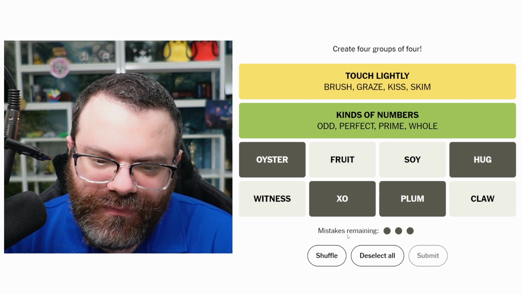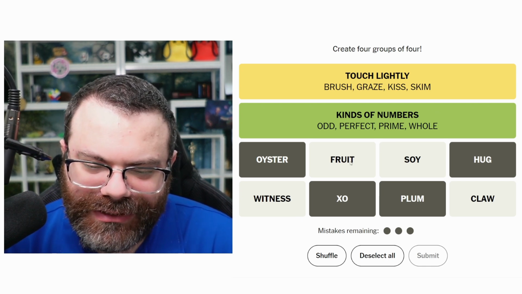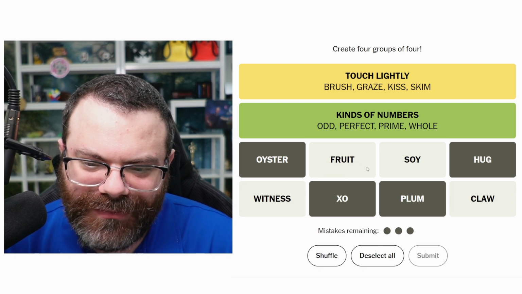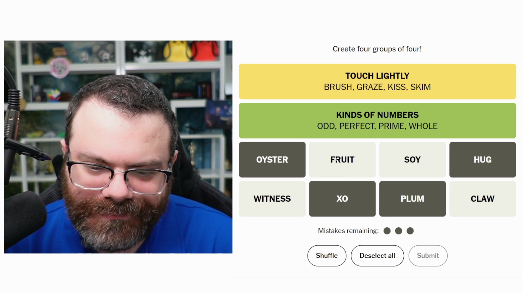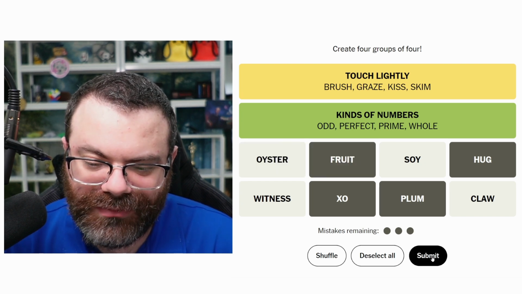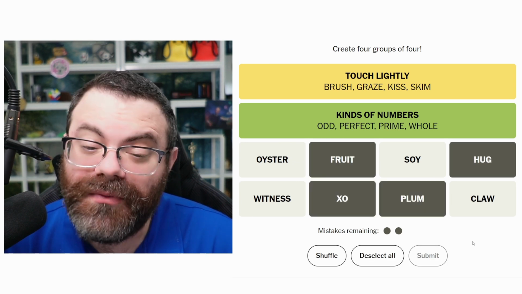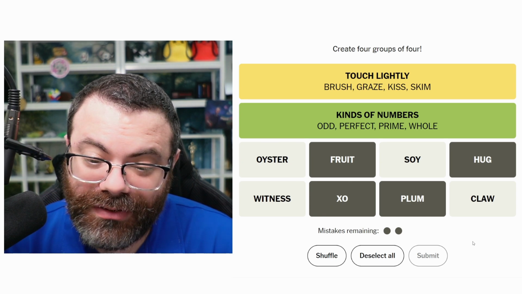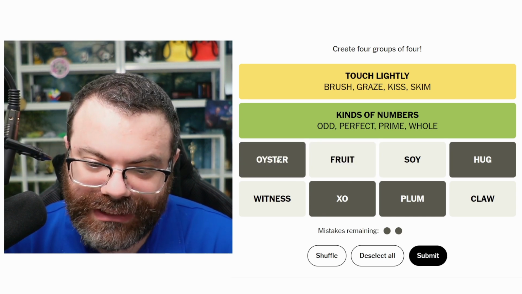I mean, I could just remove one of these and add something else. And if I add fruit, I could assume that fruit isn't part of the group because I'm just assuming fruit and plum wouldn't be put together, but you never know. So I'm going to remove oyster and add fruit and see if I'm still one away. That was not one away. So fruit is definitely not in. Oyster is definitely in. One of these other ones needs to get removed.